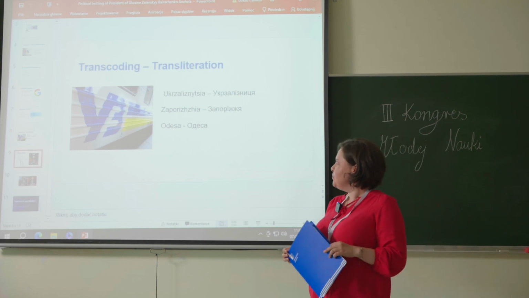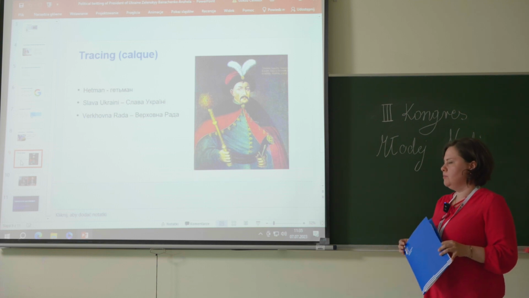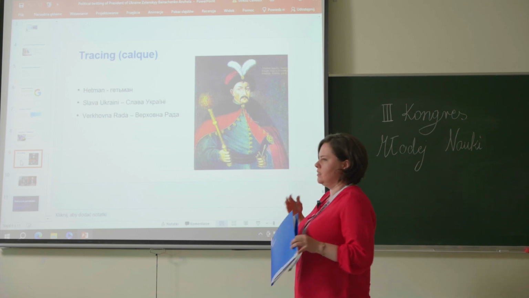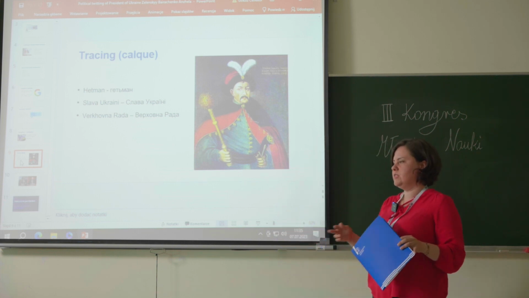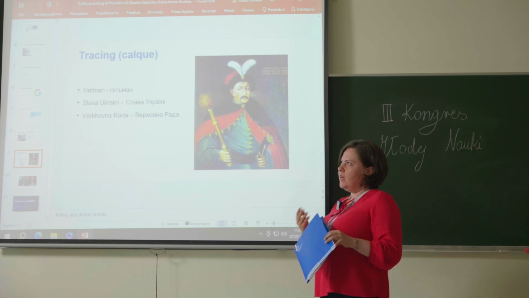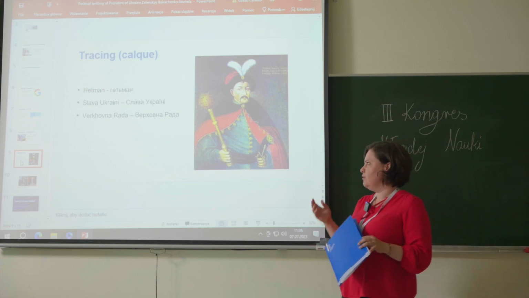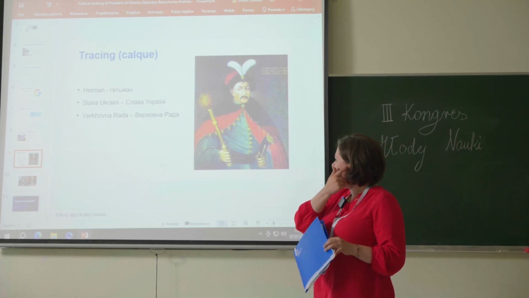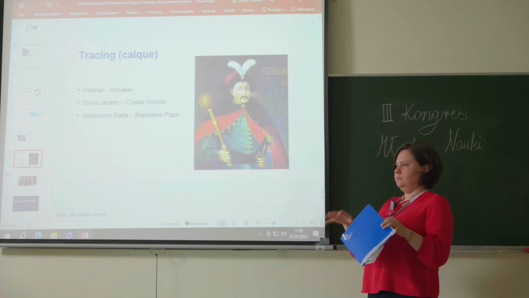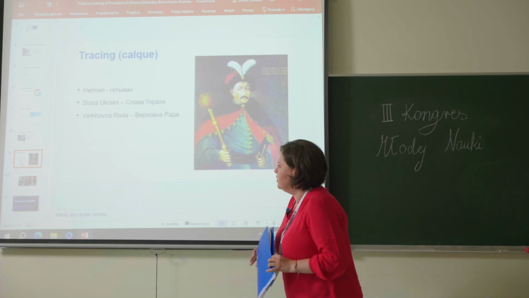Okay, and the next slide, please. Also, tracing or calque is used for concepts that do not exist in English, like hetman, or like Slava Ukraini, which is now a brand word. Sometimes it's translated as glory to Ukraine. Everyone knows that, but people who want to be authentic keep saying Slava Ukraini. Or words like Verkhovna Rada and other things, because they represent a concept that is present in the Ukrainian language. And the last slide, please.